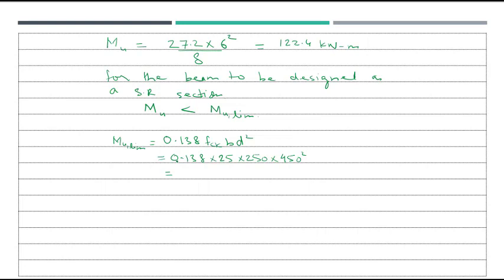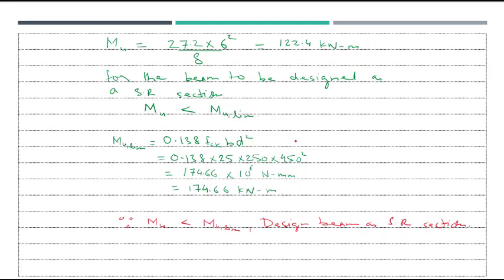So my limiting moment carrying capacity is coming 174.66 into 10 power 6 Newton millimeter, or you can write 174.66 kilonewton meter. Now here you see your Mu is less than Mu lim. So you can design the beam as a singly reinforced section. Since Mu is less than Mu lim, design beam as singly reinforced section.